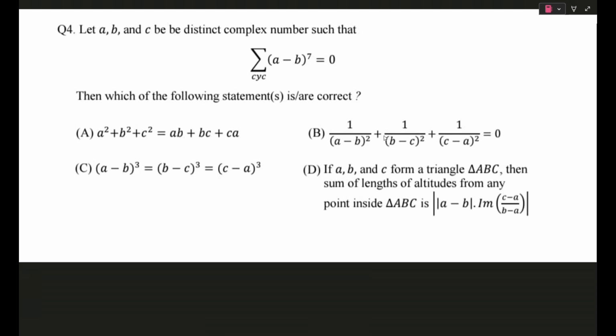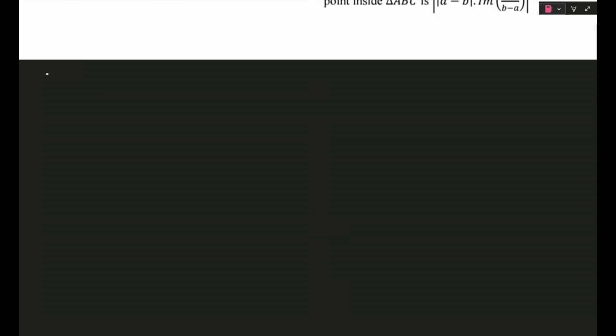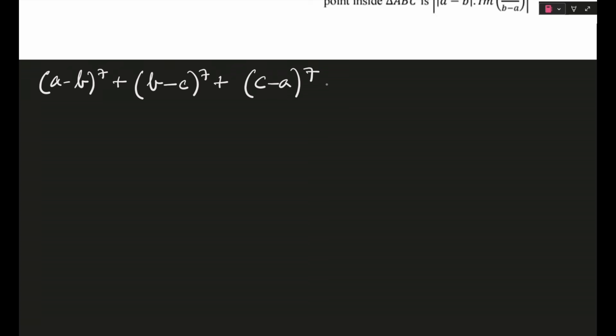So first thing is, this is A, B, C being three distinct complex numbers, and this is (A minus B) power 7 in the cyclic order. So if we write down the sum, I'm changing the page. If we write down the sum, this is your (A minus B) power 7 plus (B minus C) power 7 plus (C minus A) power 7. This thing is equal to 0. So let's take this to be P, Q and R. Okay, so P power 7 plus Q power 7 plus R power 7 is equal to 0.